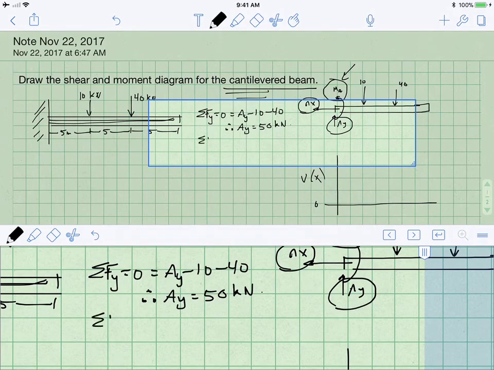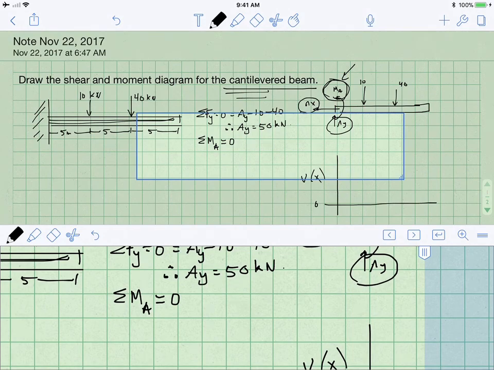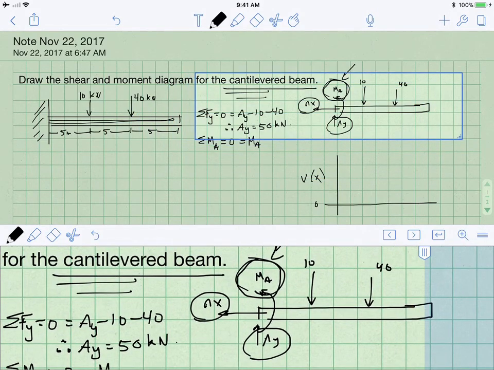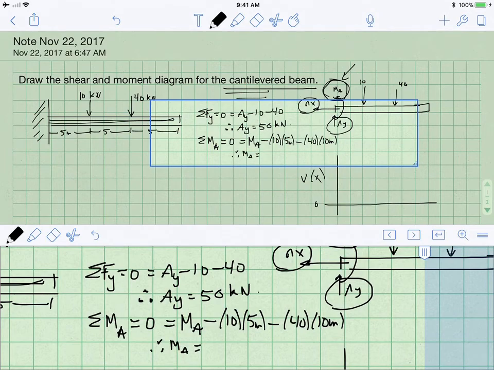Similarly, when we sum the moment of the beam, and let's imagine that we're at the point A, the beam is in equilibrium, and therefore this reaction moment must be included. I've drawn it as positive, so I'm going to write positive MA, and then I have a negative moment occurring from the 10 kilonewton force and the 40 kilonewton force, so I have minus 10 times 5 meters, and then I have another minus 40 times 10 meters. And therefore, MA is equal to 450 Newton meters.